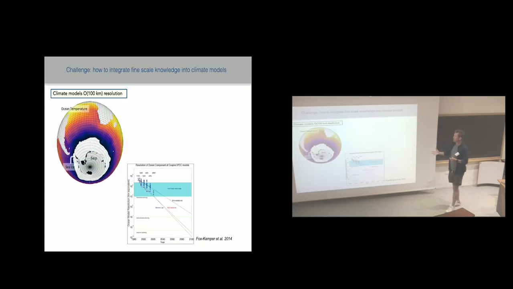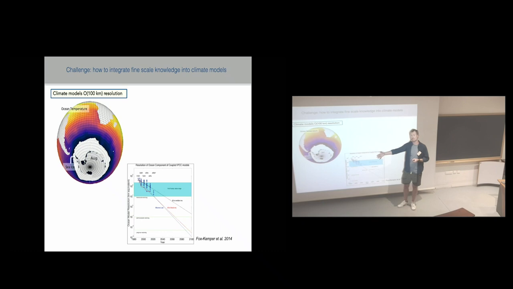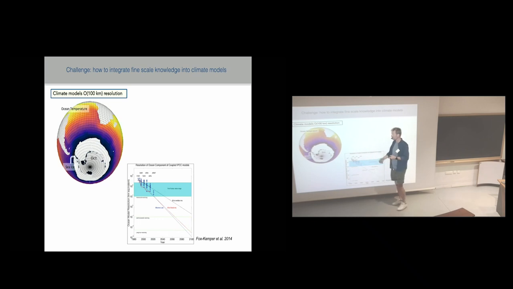Now, why is this such an issue? Why do we care about the fine scale? Here I've got a representation of an Earth system model, and of course we really rely on these to understand how our Earth and climate are going to change in the coming century. These climate models have a resolution of the order of 100 kilometers. They can resolve processes maybe 30 to 100 kilometers in size. That's pretty coarse, especially if you're thinking about the fine scale.